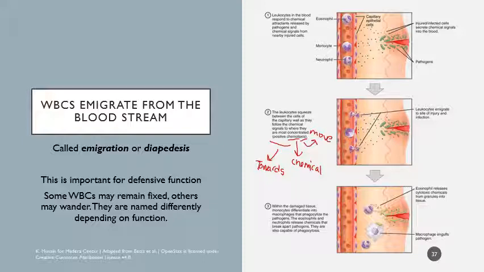Some white blood cells hang out in place, they remain fixed. Others are wandering around already in the cardiovascular and lymphatic systems. They're named a little bit differently depending on their function, but these white blood cells that can move around can respond to these signals. So once they're there, they can start doing interesting things like releasing cytotoxic chemicals or going through phagocytosis.